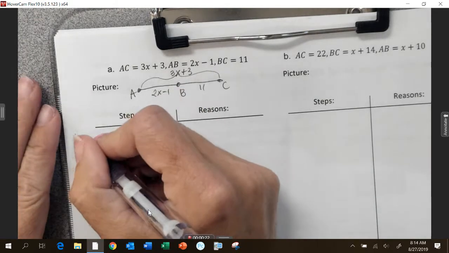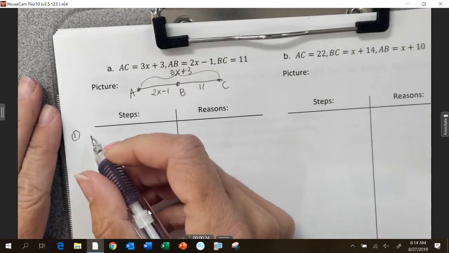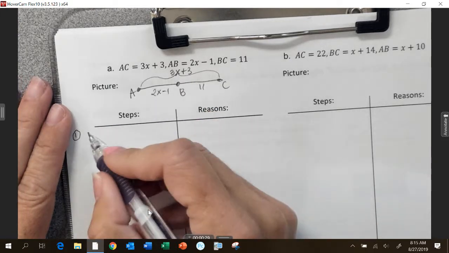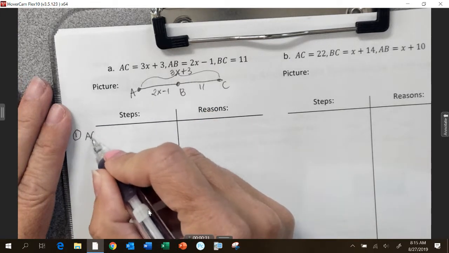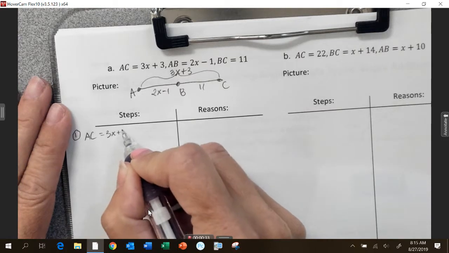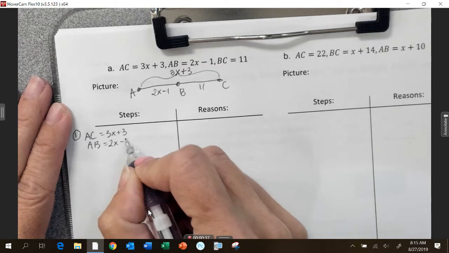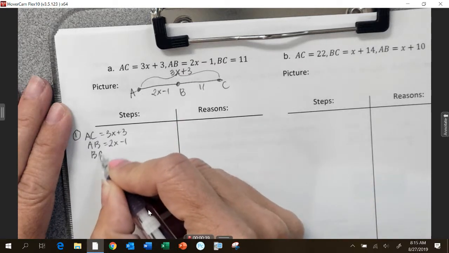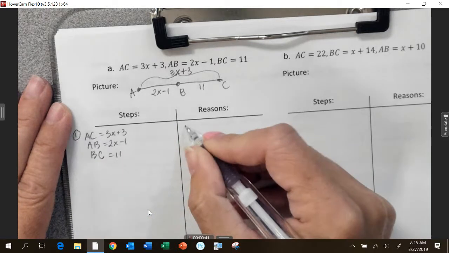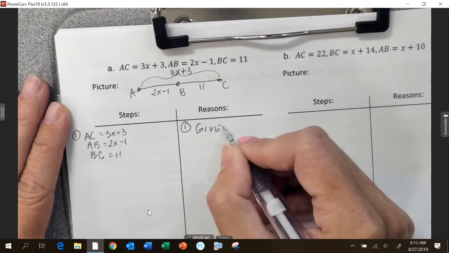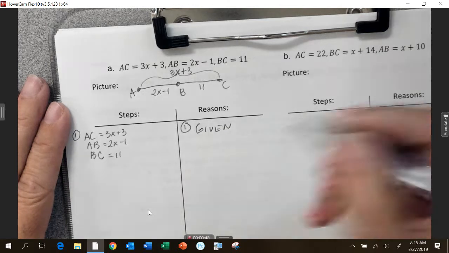So we're going to do step 1. We're just going to repeat what's already written down. I know, it's like a pain, but this is the easy part. AC equals 3x plus 3. AB is 2x minus 1. And BC is 11. Why? Because that was given to me. That's why.